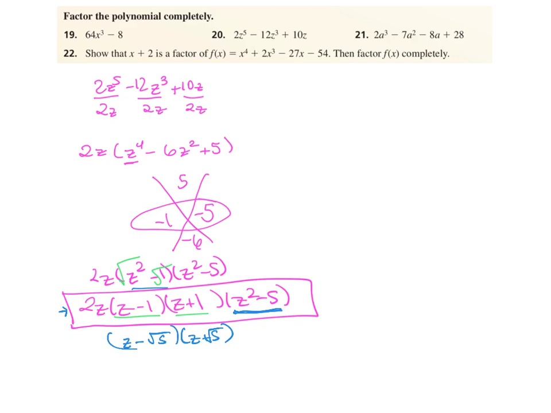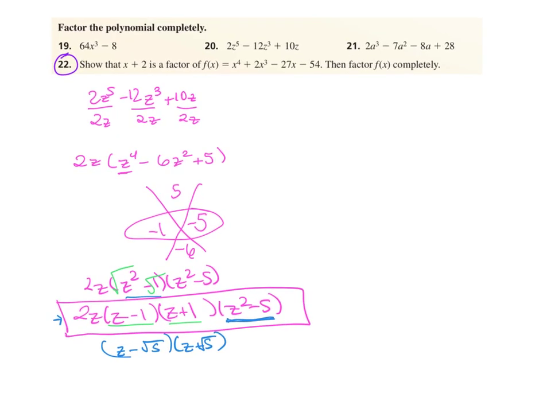So let's take a look at number 22. Show that x plus 2 is a factor of x to the 4th plus 2x cubed minus 27x minus 54. So show that x plus 2 is a factor. What we're going to do is use synthetic division. And so if it's x plus 2, we write negative 2.